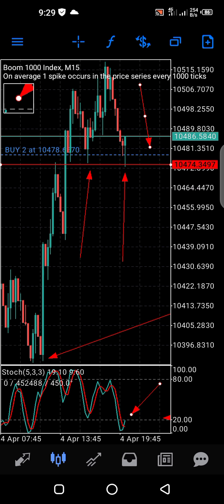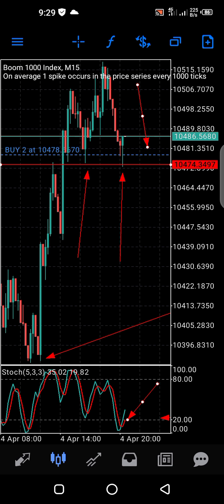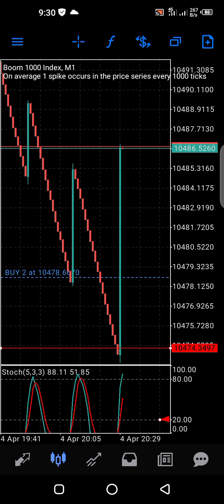Okay, look at it on M15. You can see it has crossed. Now we have the confirmation. Let me go back to M1 so that you can see. Look at the spike, guys. The spike has occurred and it's awesome. Very good spike occurred. So all these things are just simple analysis, and at times if I'm not on my PC, I check through all this so that I will know exactly what the trend is saying.